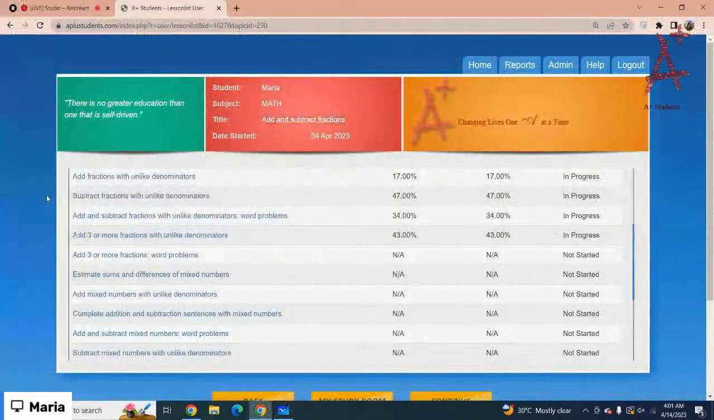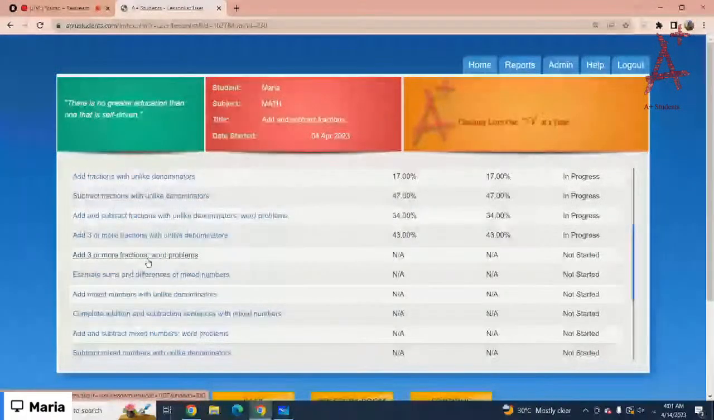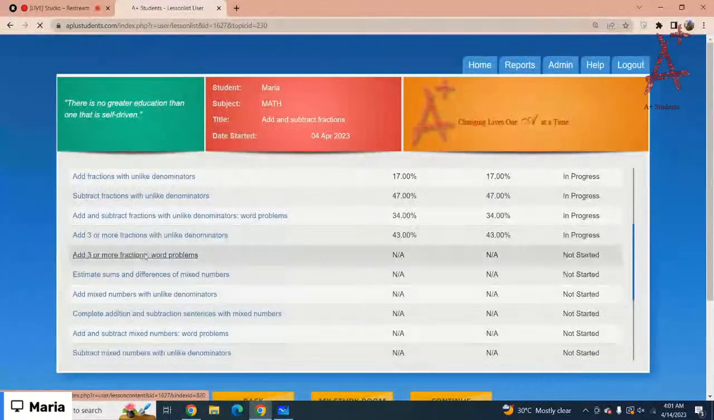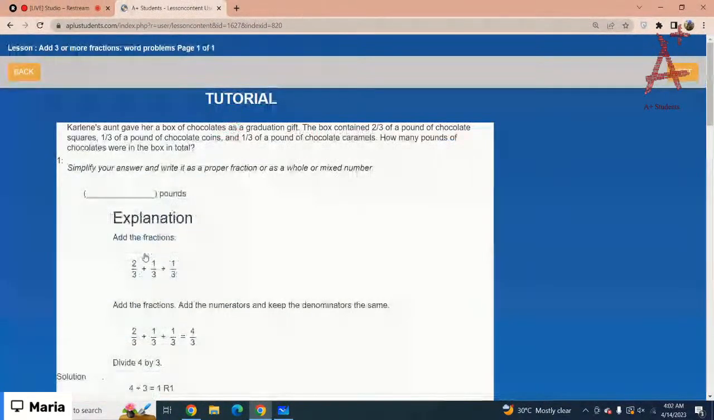Okay, here I'm on grade 5 maths. The chapter is add and subtract fractions, add 3 or more fractions word problems. So let's just start with the first lesson. Carolyn's aunt gave her a box of chocolate as a graduation gift. The box contained two-thirds of a pound of chocolate squares, one third of a pound of chocolate coins, and one third of a pound of chocolate caramels. How many pounds of chocolates were in the box in total?